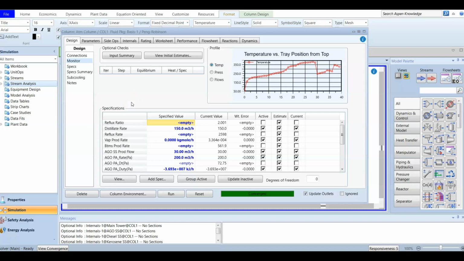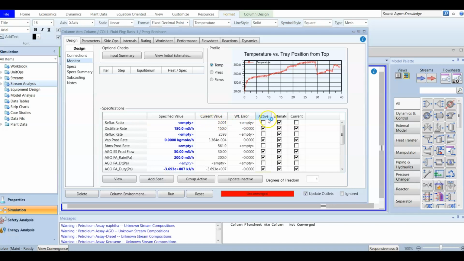Okay, so now here we are going to check. In the Active column, we group the active here. We are going to uncheck the distillate naphtha rate, or the distillate rate here. We are going to remove it, and also the kerosene side stripper product flow. We don't need this information.